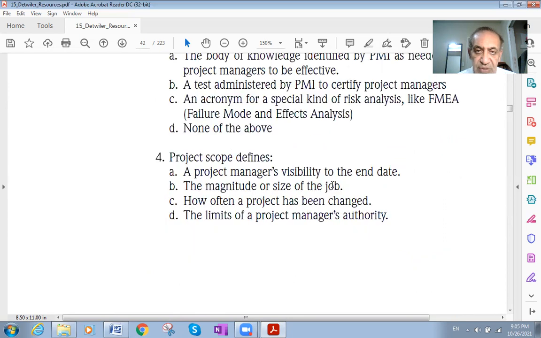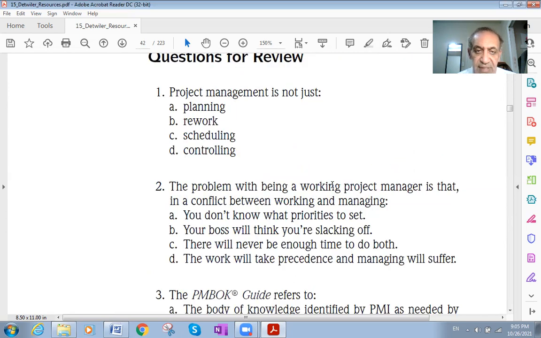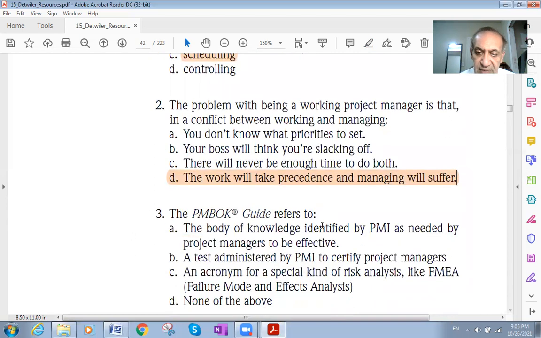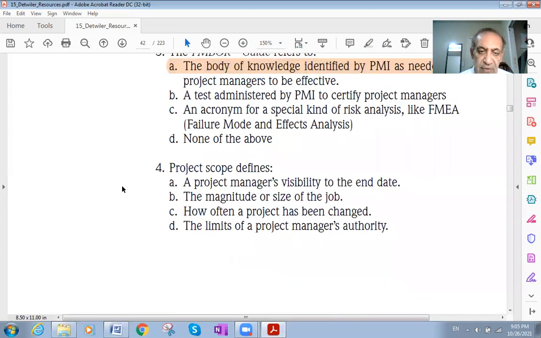Still, we are missing one question, which is very important. This is C, so for scheduling this is the answer here. And this is D: the work will take precedence and the managing will suffer. CD. Then the third one is A, the body of knowledge identified. And the fourth one, project scope is defined as B, the magnitude or size of the job. So here we have the answers.